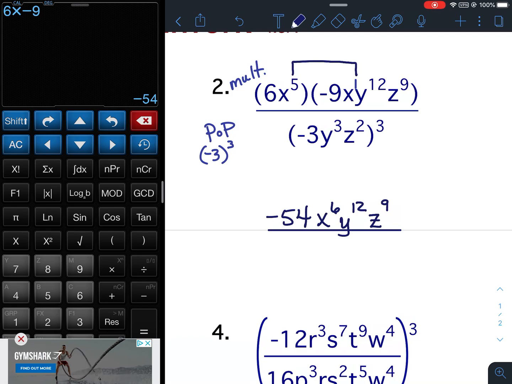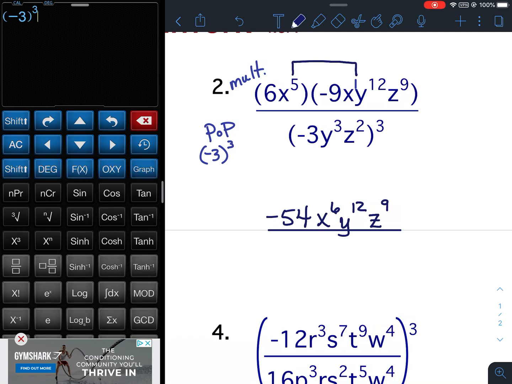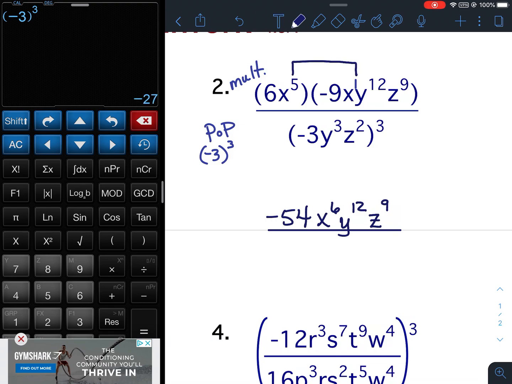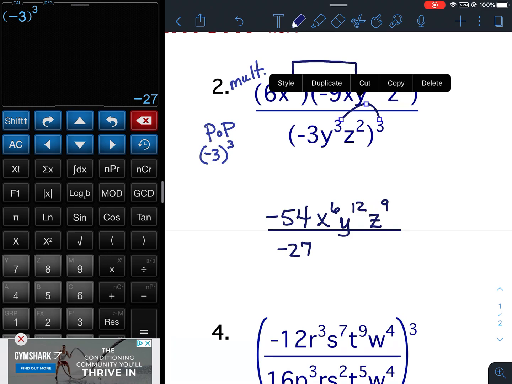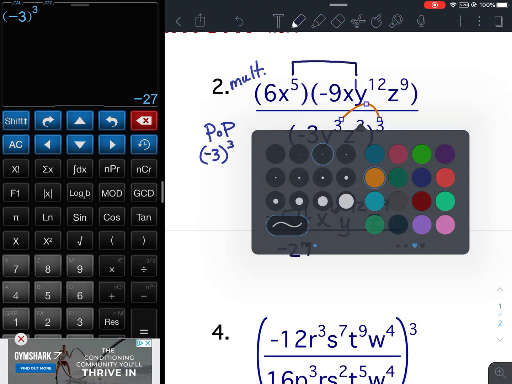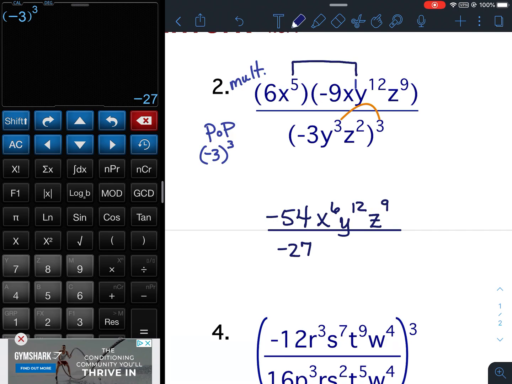On the bottom, negative 3 to the 3rd power is negative 27. And now I multiply my exponents. 3 times 3 is 9, so that would be y to the 9th. And then 3 times 2 is 6. So I have z to the 6th.